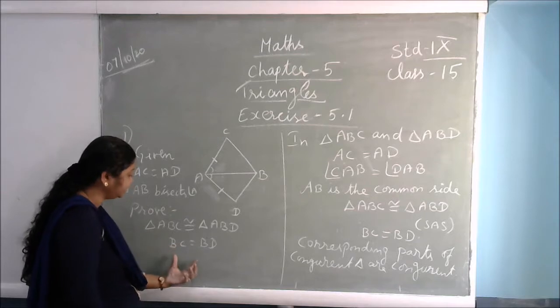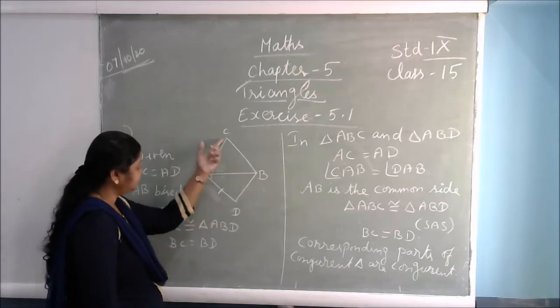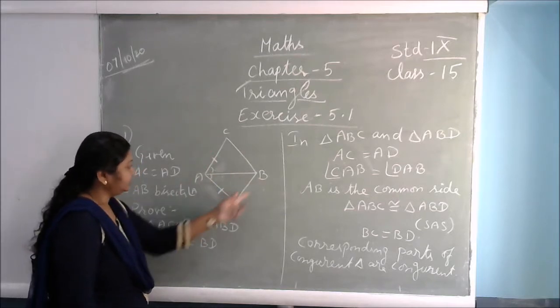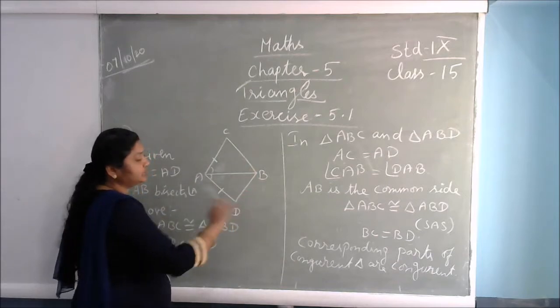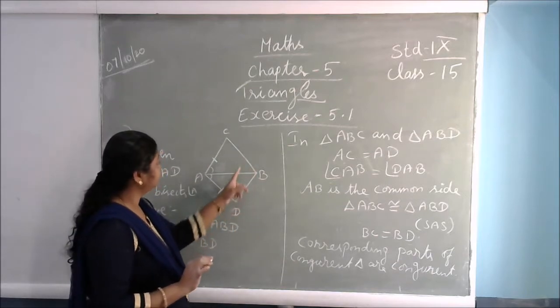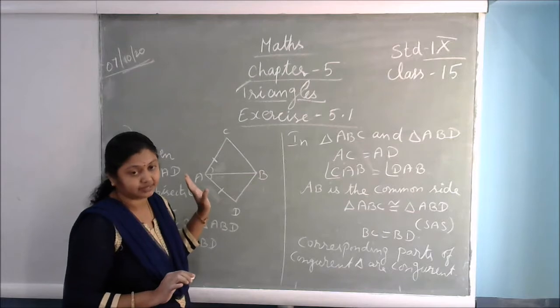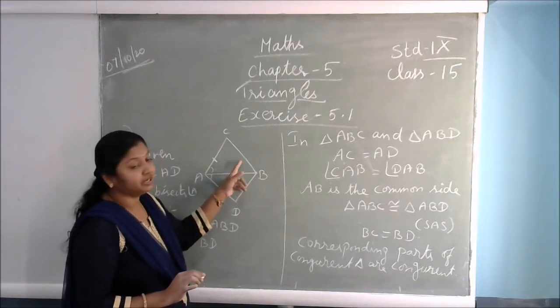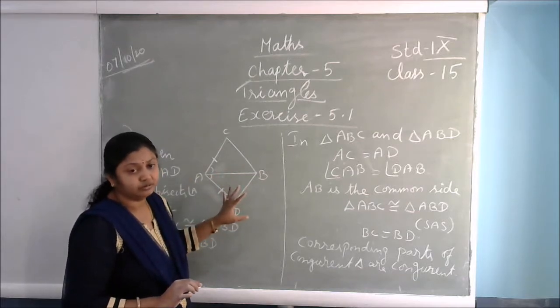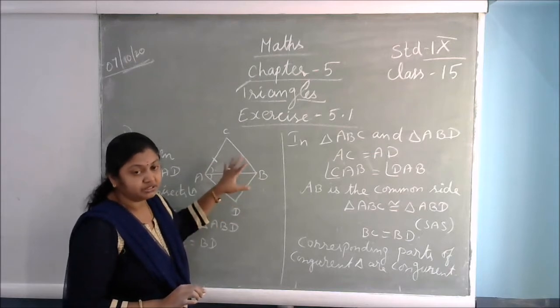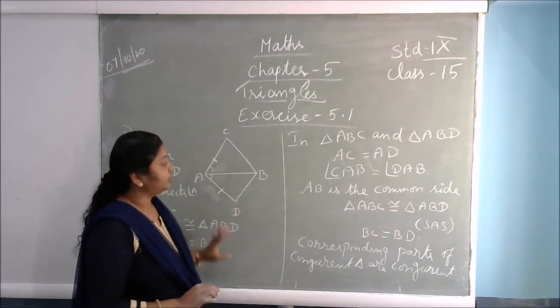And what is the connection between BC and BD? These two sides, what is the connection they are asking? So is one bigger or one smaller? You have to tell. Otherwise, are both equal or what? You have to prove that.